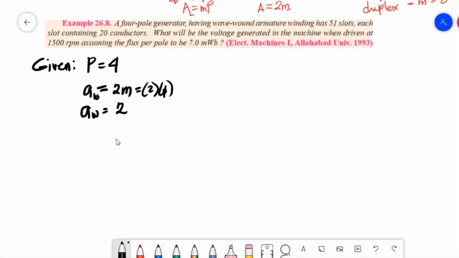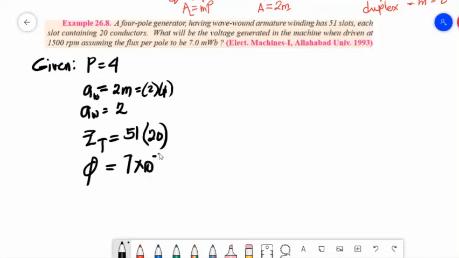Next, we have the conductors. There are 51 slots in the generator, so the total number of conductors will be 51 slots multiplied by 20 conductors. The flux per pole is equal to 7 milliweber, or 7 times 10 raised to negative 3 Weber. Next is the speed, 1,500 RPM.